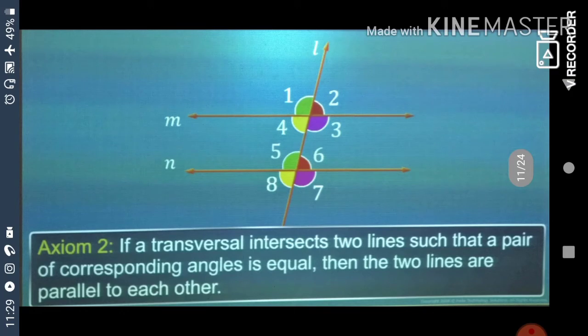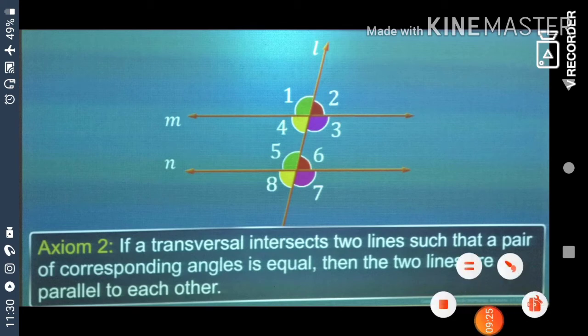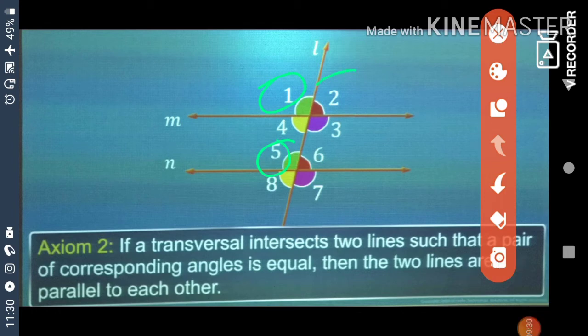Axiom 2, you can say it is the converse of the first axiom we have just learned. It says that if a transversal L intersects two lines M and N in such a way that the pairs of corresponding angles are equal, it means 1 is equal to 5, 2 is equal to 6, 4 is equal to 8 and 3 is equal to 7. They have already given that to us.